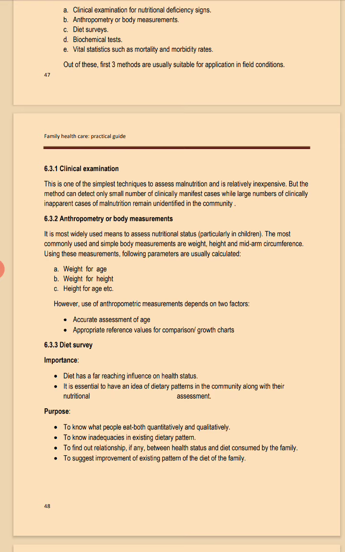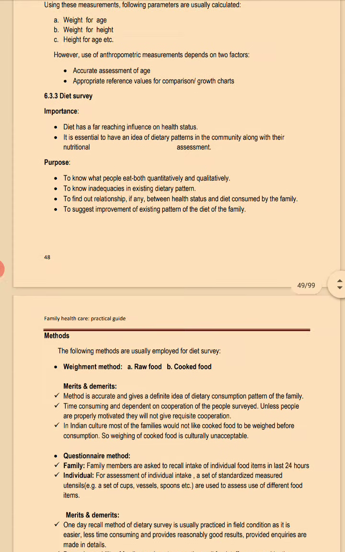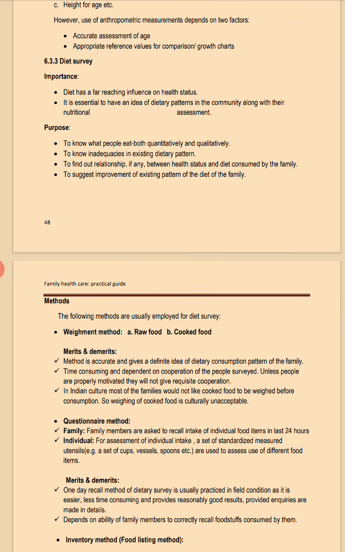Now let us come to the diet survey. So basically, the diet survey is a good scope to discuss, because in no other part of your medical curriculum are you going to face this diet survey, but this is a very important part. Whatever specialty you go into, diet will remain an important part for you. So if you go to the methods of diet survey, firstly we have got the weighment method, in which the raw food or the cooked food are weighed directly.